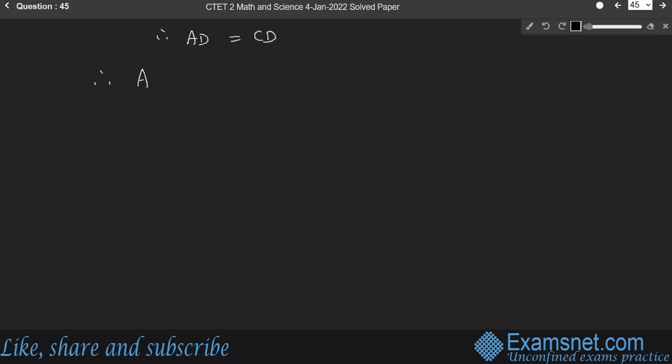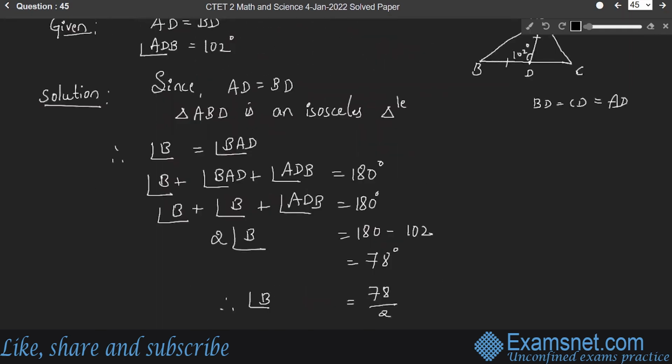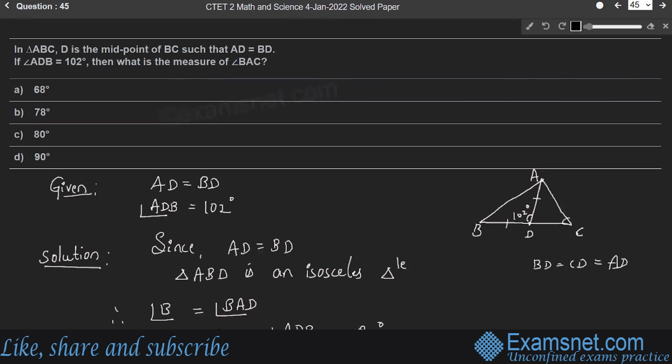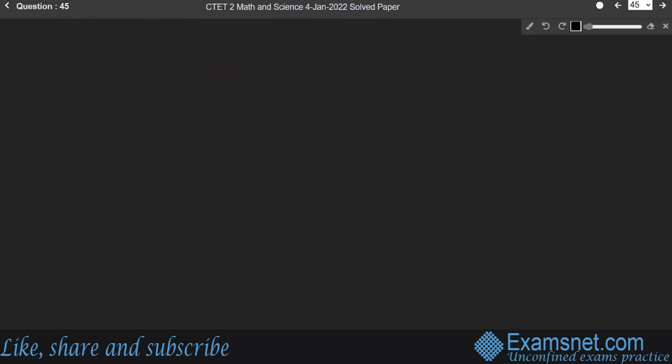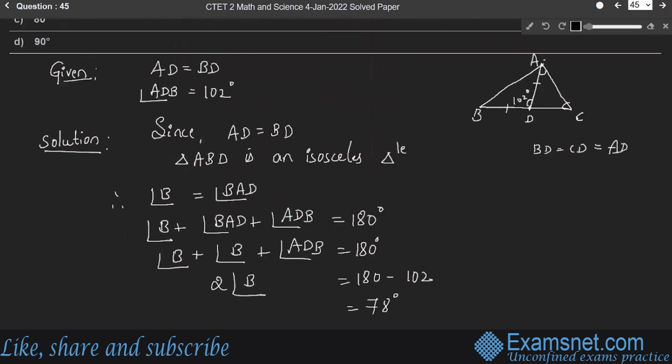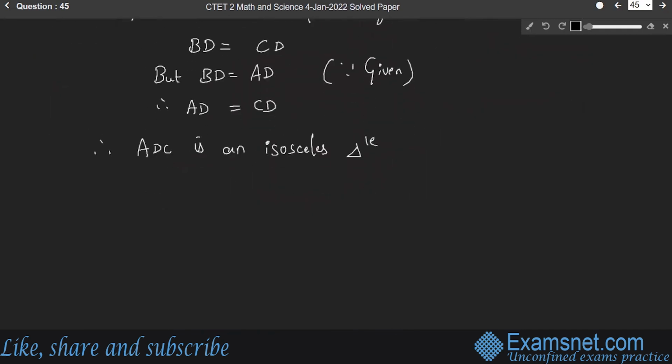Therefore, ADC is an isosceles triangle. Therefore, angle C is equal to angle DAC. Opposite angles to the equal sides are also equal. Therefore, angle C is equal to angle DAC.